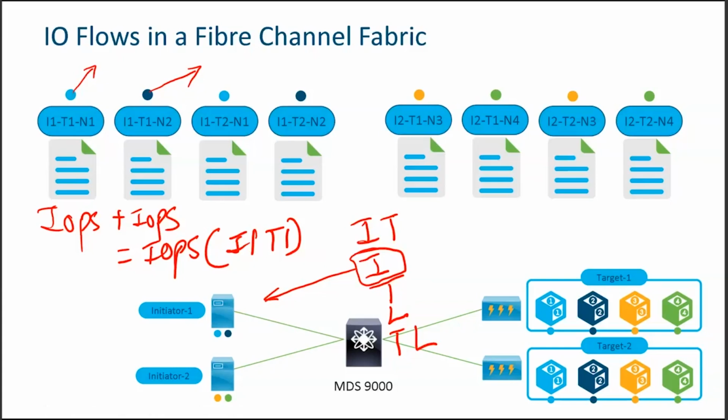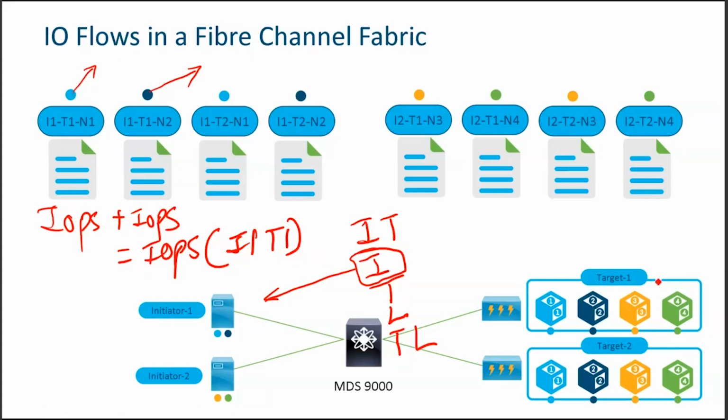So this is the concept: when we say IO flows, it's a very context-sensitive term. Even though we keep saying ITL flows, it really depends. If you're looking at an initiator, I'll use the word initiator flow. So this is what I mean by an initiator flow, or when I say target flow, this is what I mean by a target flow.